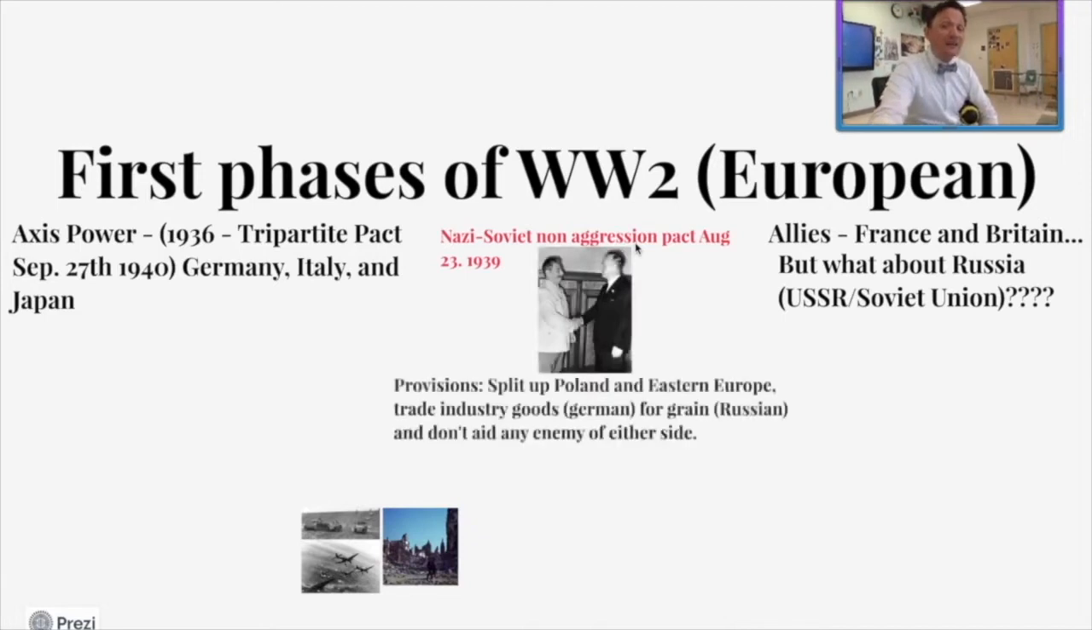The Nazi-Soviet non-aggression pact created a set of provisions, right? And the provisions that Stalin and Hitler made together, which I know Malaya knows about because I know you referenced it one time in class, were to split up Poland and Eastern Europe, to trade German industry goods for Russian grains, and don't aid either enemy. So they are to stay uninvolved. Basically, the Soviets are not allowed to aid the British or the French in any way, right? And the Nazis will not aid anyone against the Soviet Union.